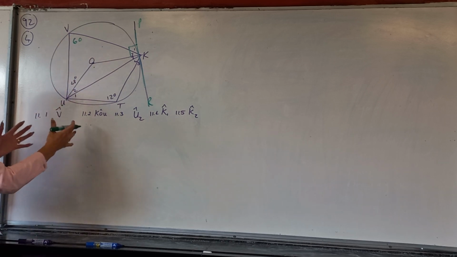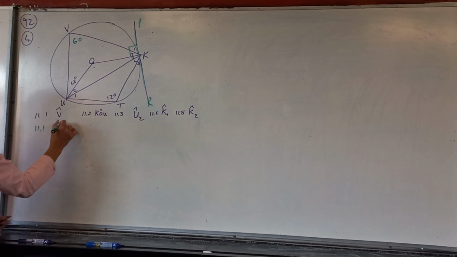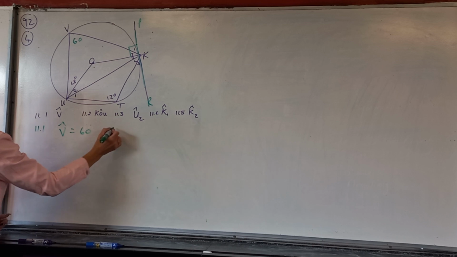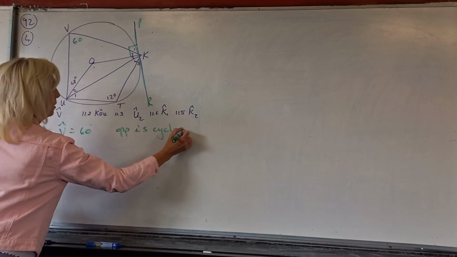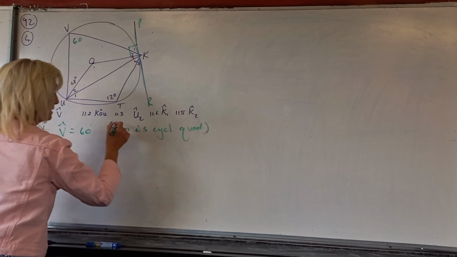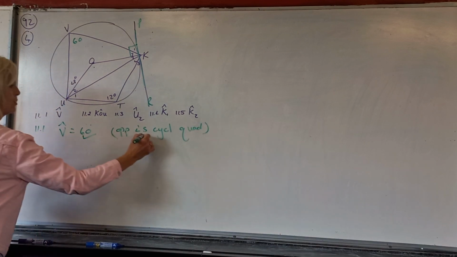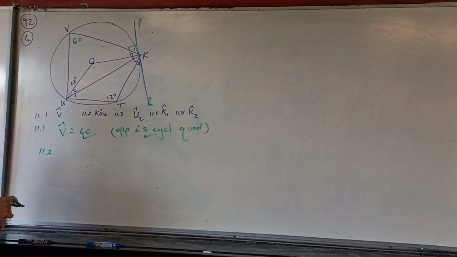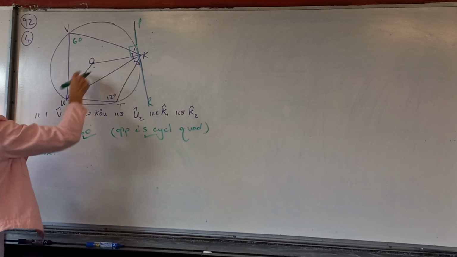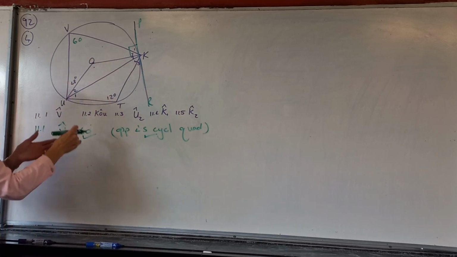So they're kind of like leading you into it. So V would be equal to 60 because of opposite angles of a cyclic quad. Look at your reasonings, guys. Look at your reasonings. And that would be worth 2 marks. Then they're asking me for KOU. KOU is that one. Now that I've had it, see them leading me, scaffolding.